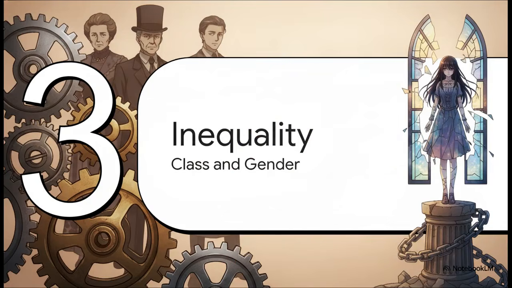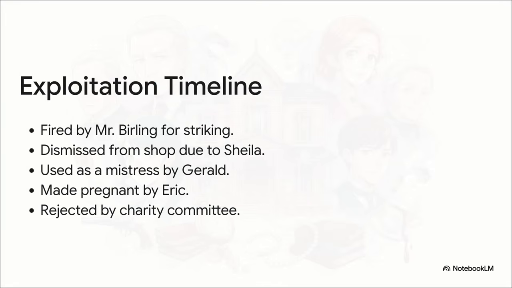Section 3. Inequality, class, and gender. Let's examine how the text builds a literal case study of inequality through Eva's chronological destruction by the Birling family. It is a masterclass in showing how different levels of power can completely dismantle a vulnerable life.